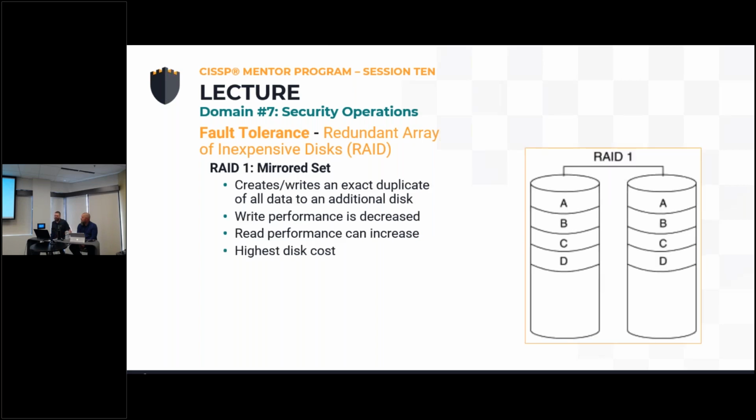So RAID 1, mirrored set. We're mirroring a duplicate to each disk. So your write is decreased because you're writing the same thing twice. Read can increase, and it has the highest disk cost.